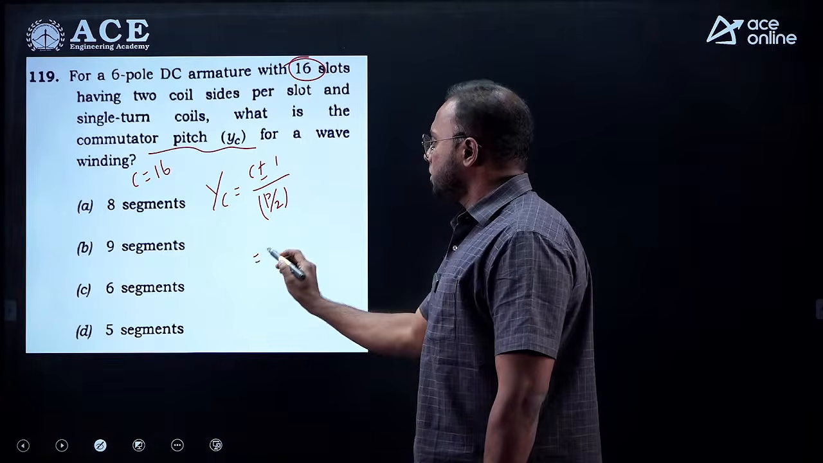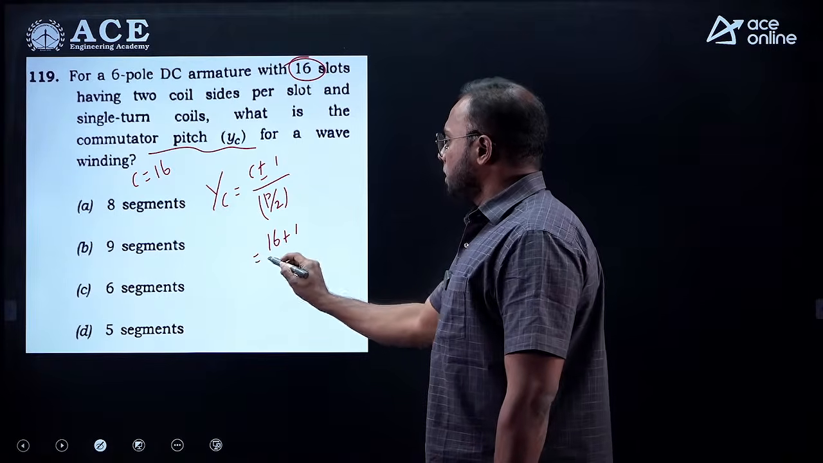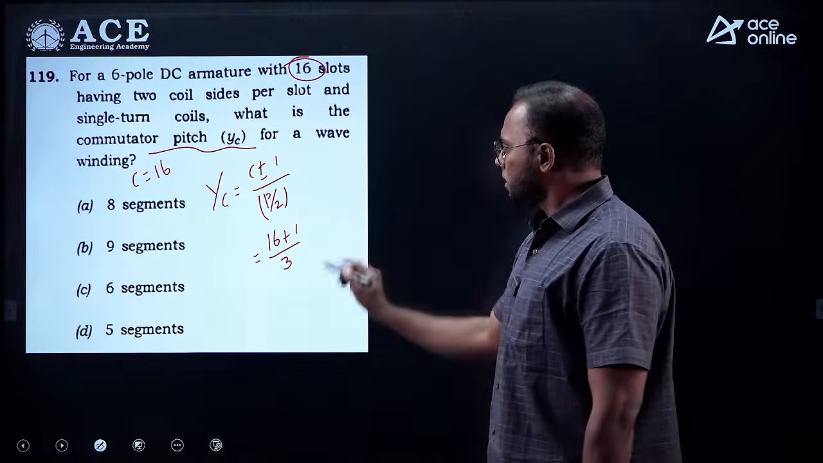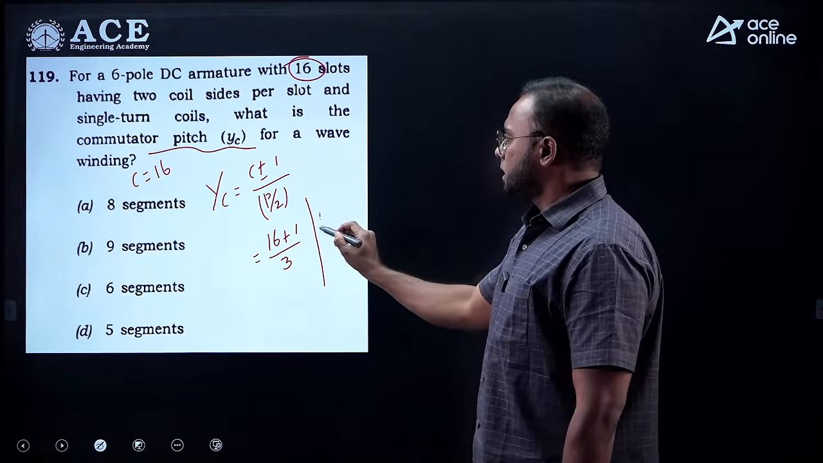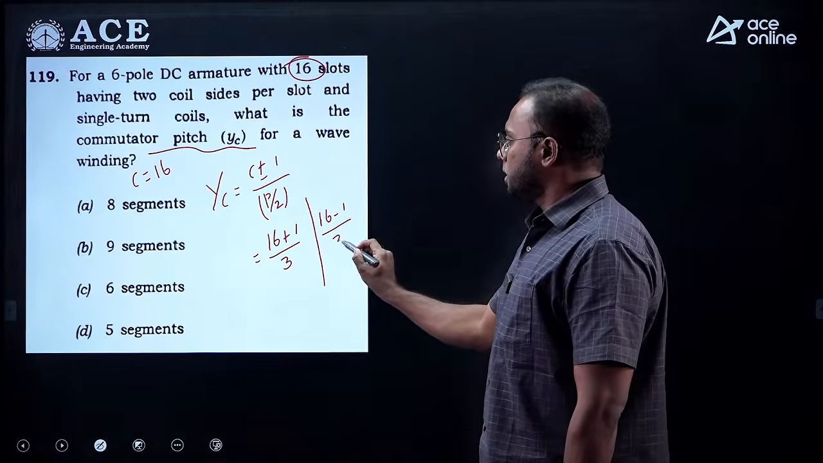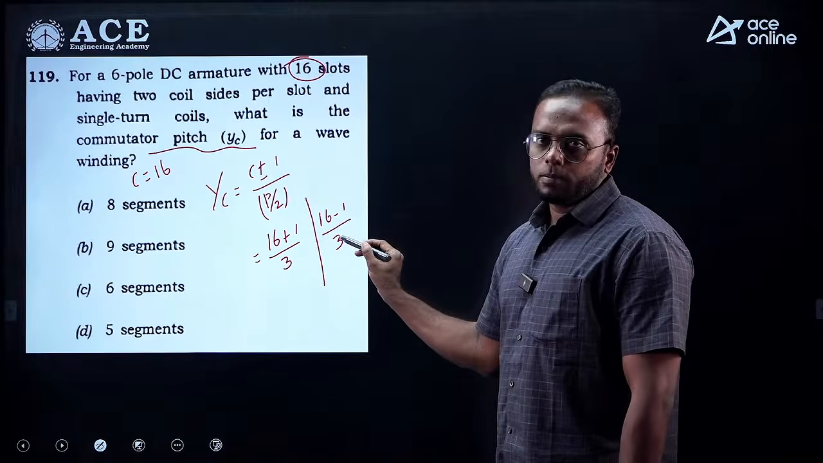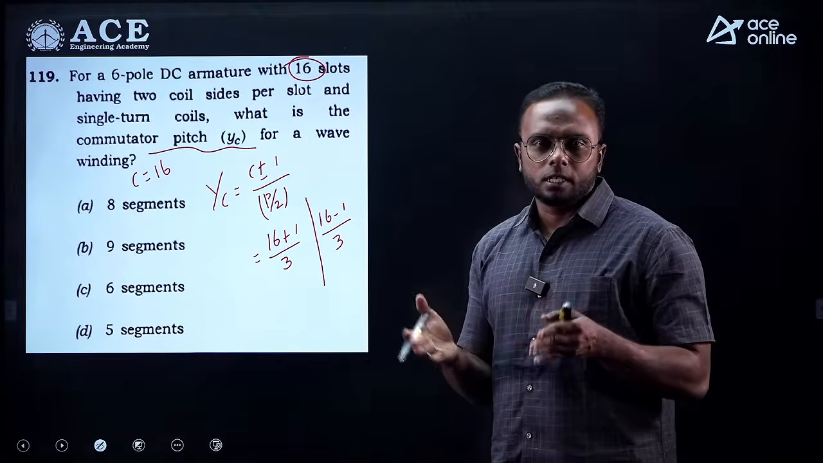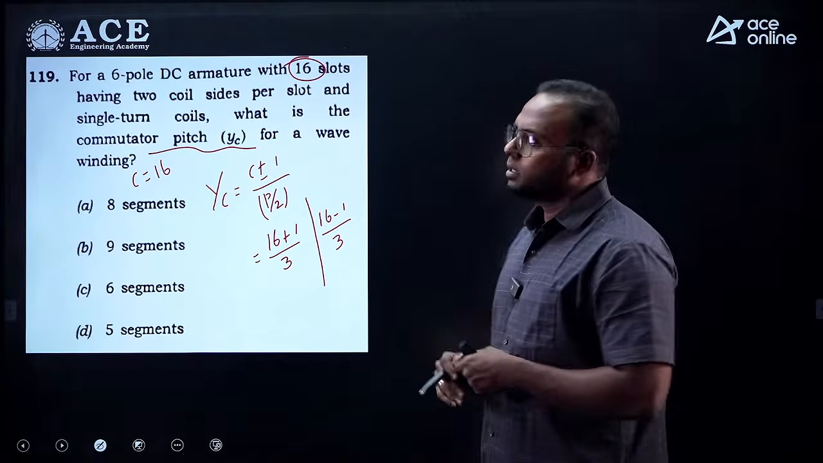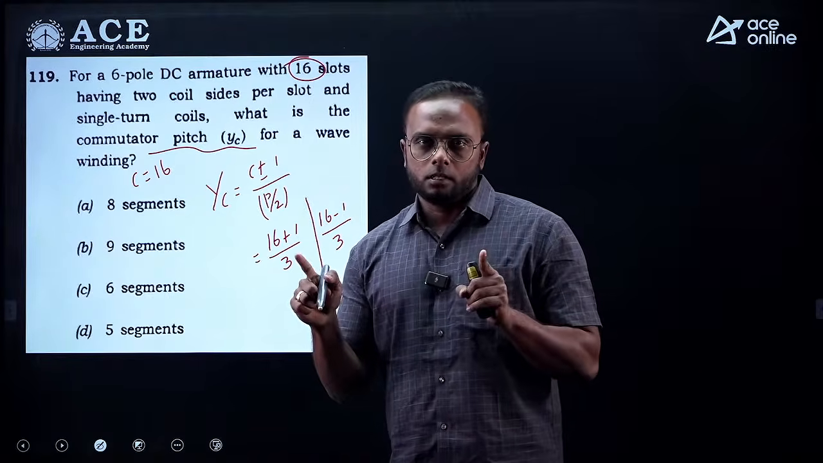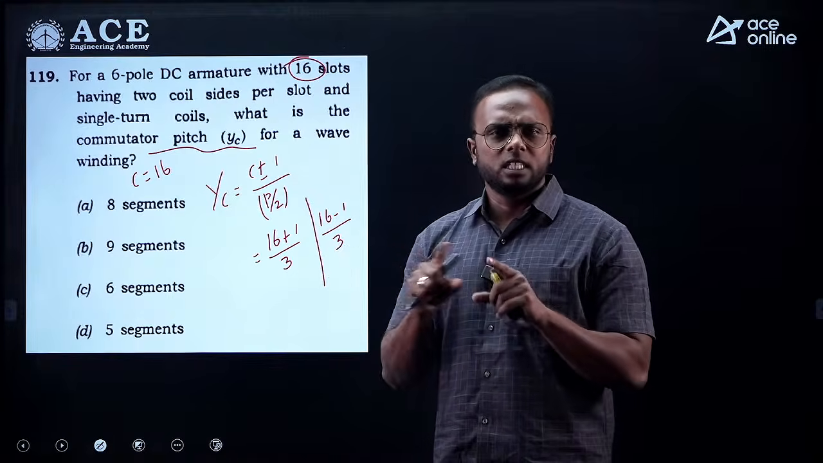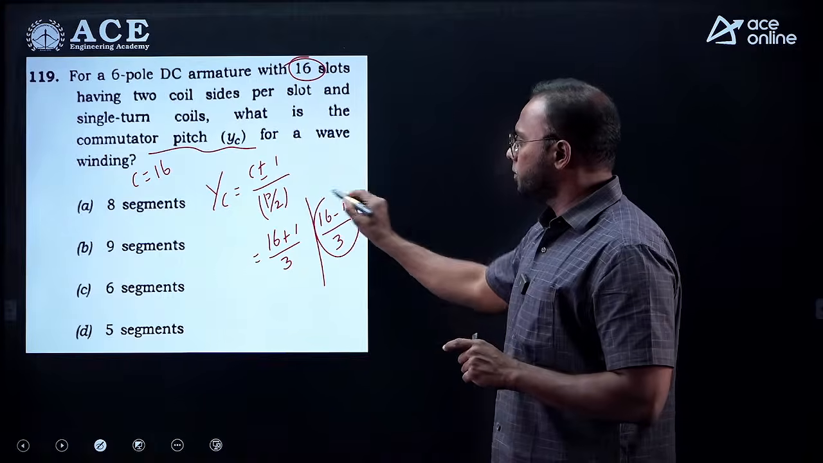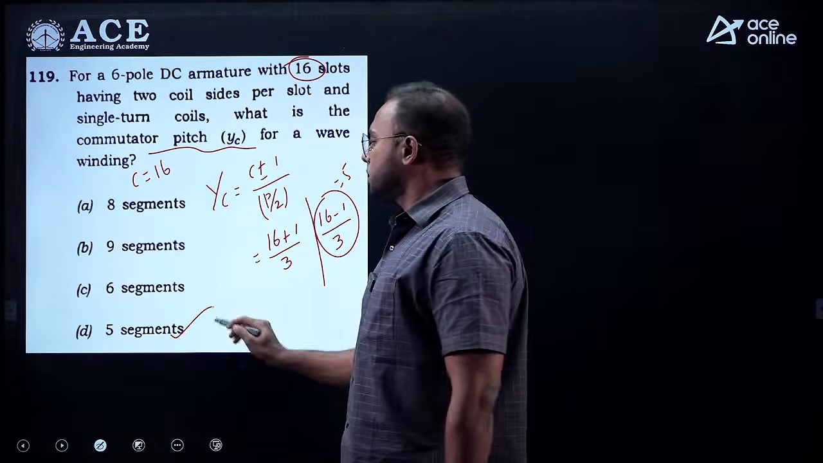Now if you substitute here, 16 plus 1 divided by 6 by 2, which is 3. So it will come 17 by 3, and one more combination, 16 minus 1 divided by 3, which is 15 by 3. 15 by 3 is what? 5. So it should be an integer. Commutator pitch is nothing but the distance between two segments in which the ends of one coil are connected. This is always an integer only. So we never get a fraction like 17 by 3. So it is coming 5 here. So 5 segments is correct.